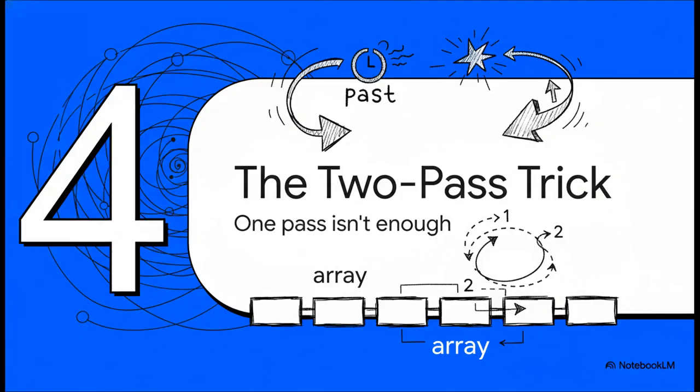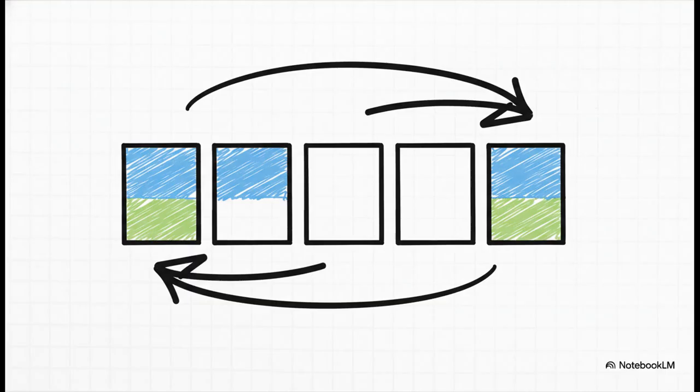All right, but what happens when the problem is a bit more complex? What if you need to know stuff not just from the past, but also from the future? Sometimes one pass through the array just isn't going to cut it. And the solution is actually pretty elegant. You just apply the carry-forward technique twice.